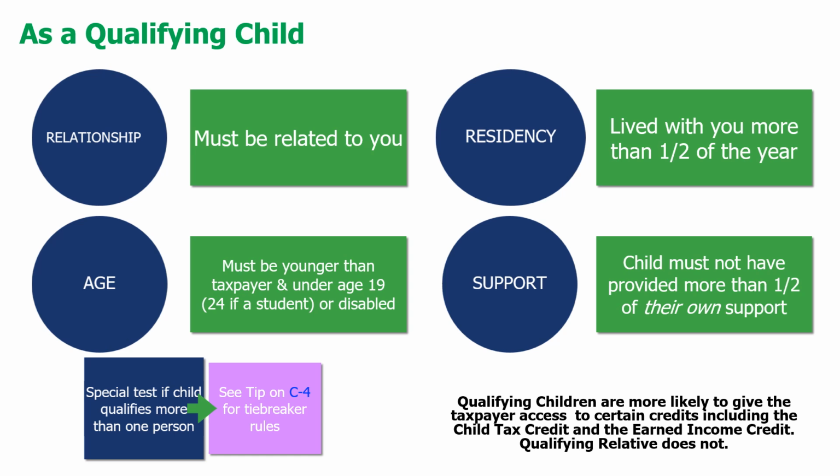Finally, the support test. To qualify, the child cannot provide more than half of their own support during a tax year. If there are two taxpayers that have the same qualifying child, only one taxpayer can claim the benefits for that particular qualifying child. If these taxpayers who could each claim the qualifying child cannot agree on who will claim the child, you would need to apply the tiebreaker rules in publication 4012 under tab C.